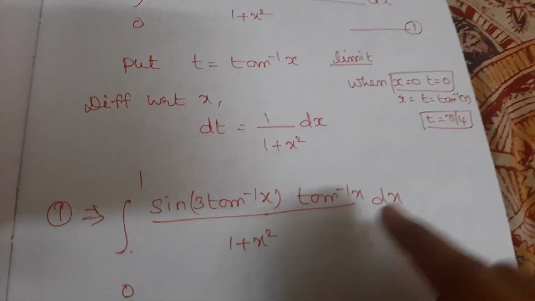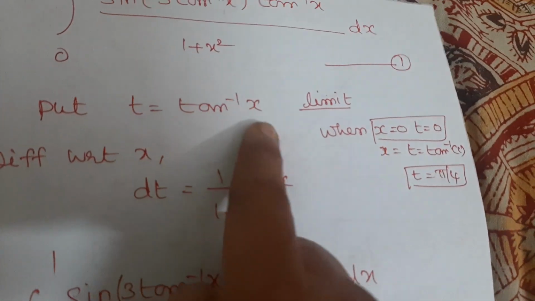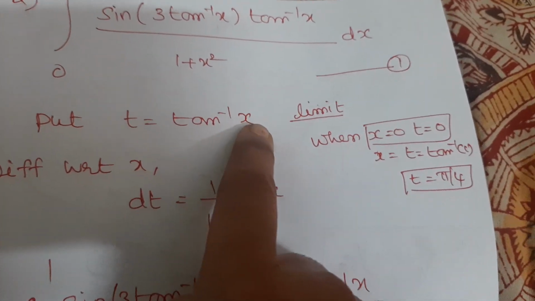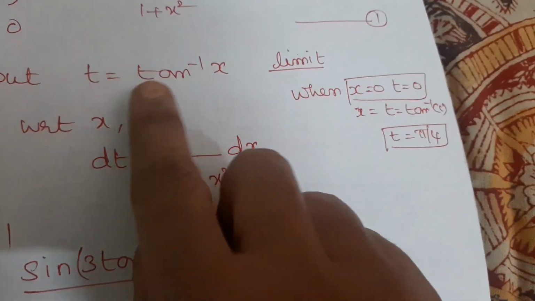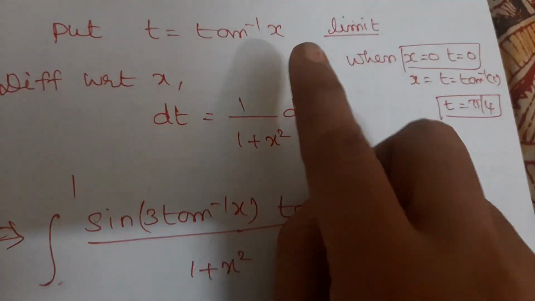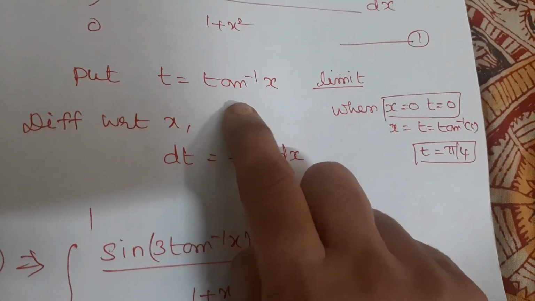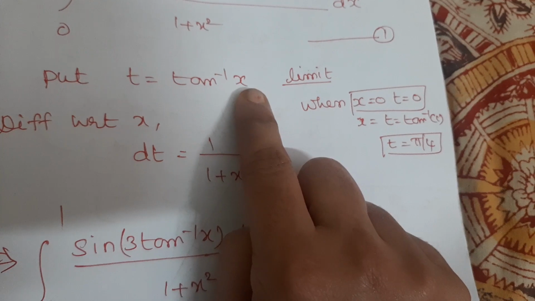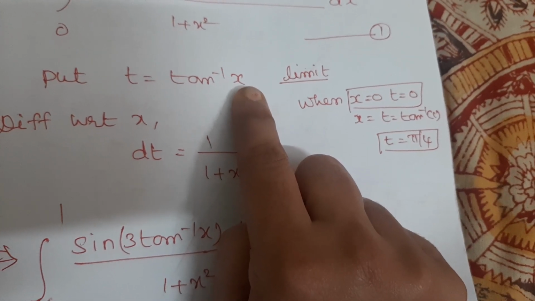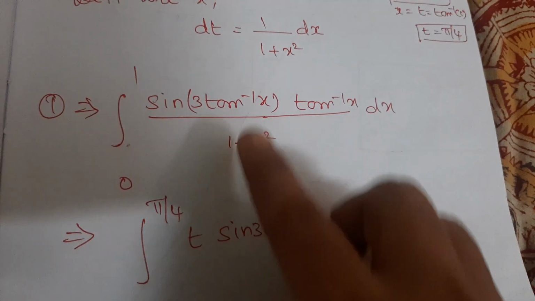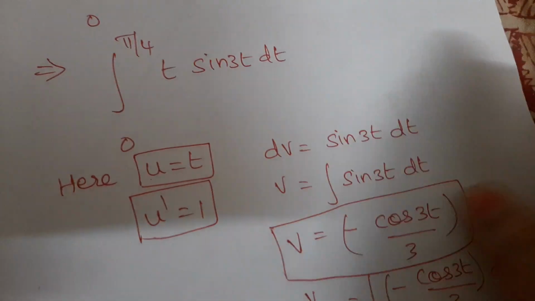So whenever x is equal to 0, t is equal to tan inverse of 0, that is 0. Then for the upper limit, substituting x is equal to 1, t is equal to tan inverse of 1. Tan inverse of 1 means which angle gives tan as 1? So pi by 4, 45 degree. So the limit will be changed as 0 to pi by 4, and the integral is t sine 3t dt.